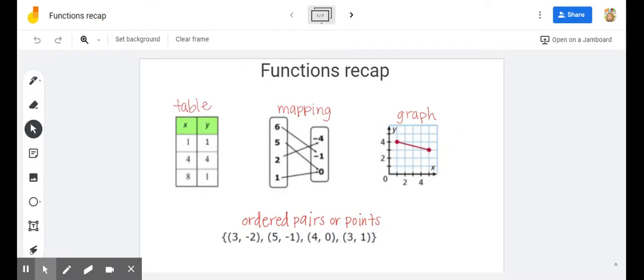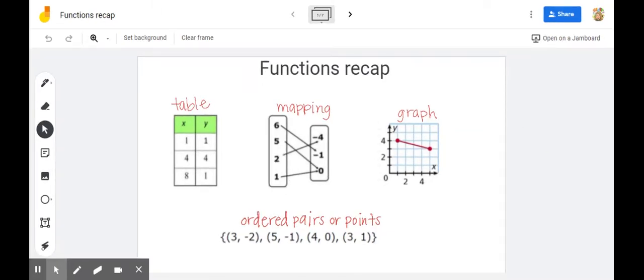Hey guys, so this is your review for functions. So we talked about 4 different ways you can see a function that is written. You can see it as a table, an x and y table. The mapping where x goes to y, or input goes to output. The graph can literally be given, or they can give you ordered pairs or points in a list, a set.